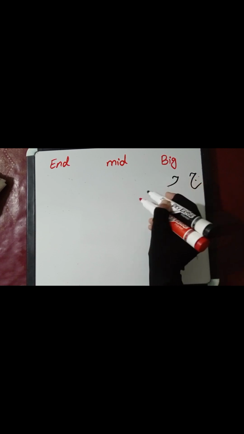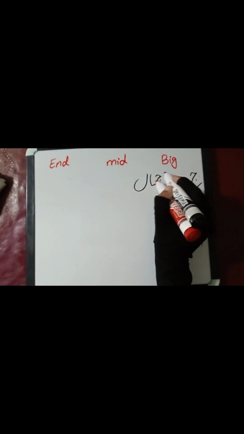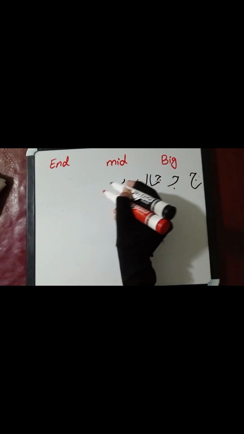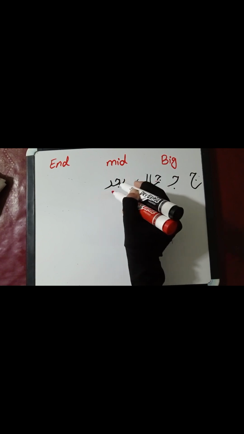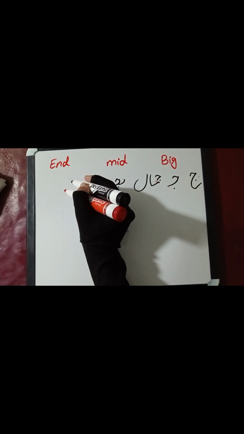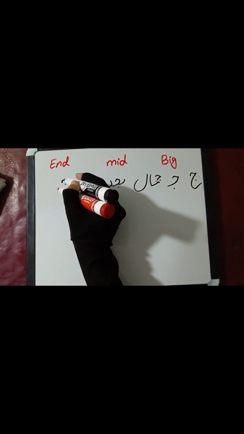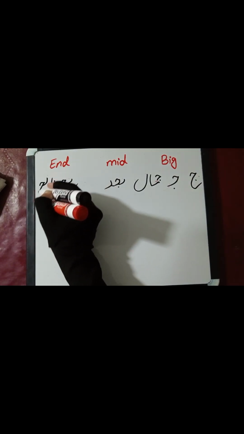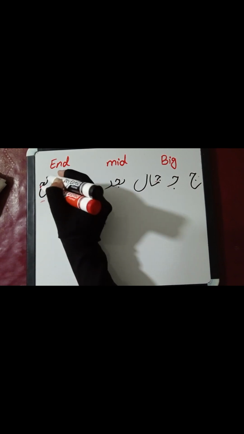Jim, the beginning position like Jamal, this one, the beginning position and the middle position with two connectors and the ending position with one connector like knowledge, this one.